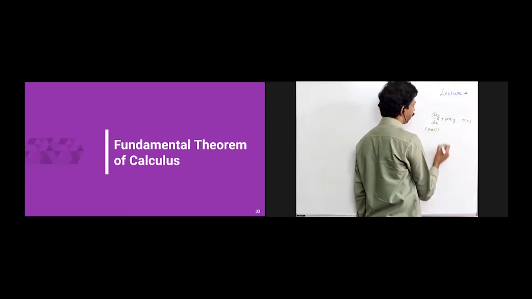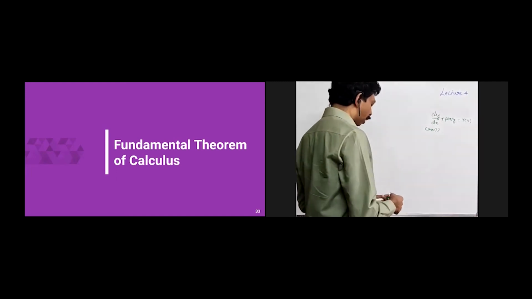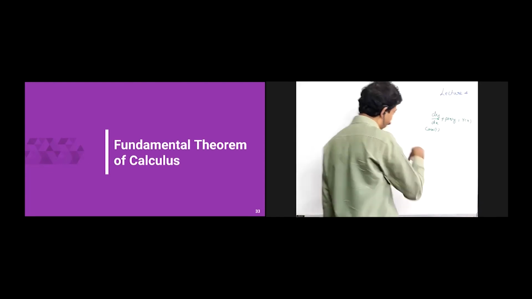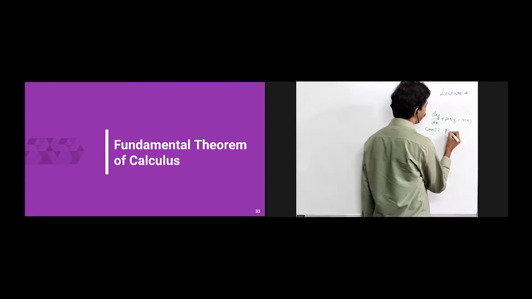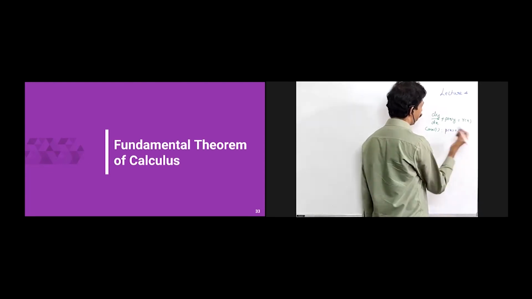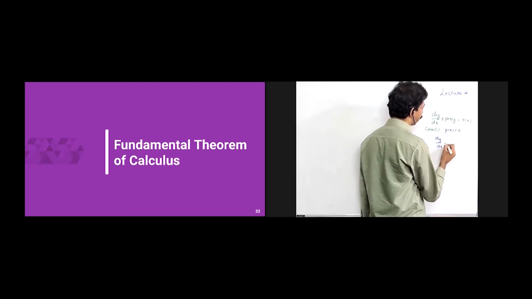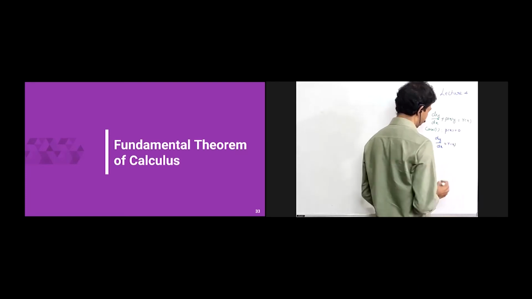Case number 1: I am going to assume p of x is 0. If p of x is completely 0, then what am I going to have? I am going to have dy by dx equal to r of x. This is the first case.